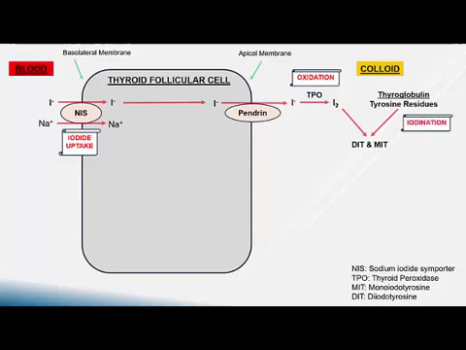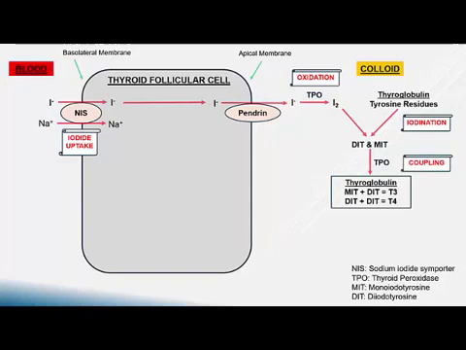What happens next in the thyroglobulin molecule is that DIT either combines with MIT to form T3, or DIT combines with another DIT to form T4. This step is called coupling or condensation. T3 and T4 have now been formed and they now need to be released into the bloodstream. For this, they need to be extracted or lysed from the thyroglobulin.